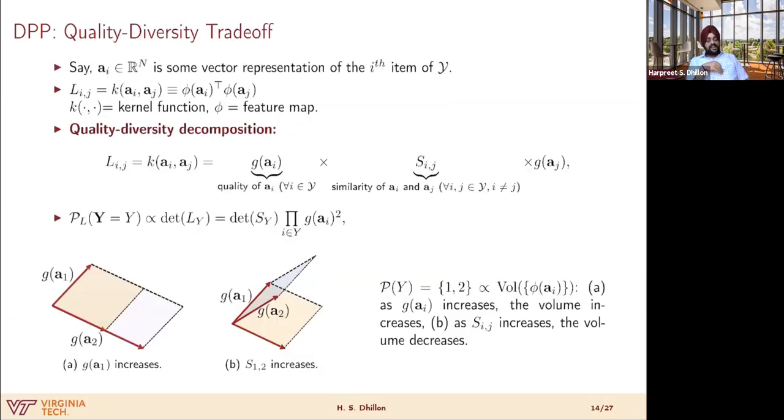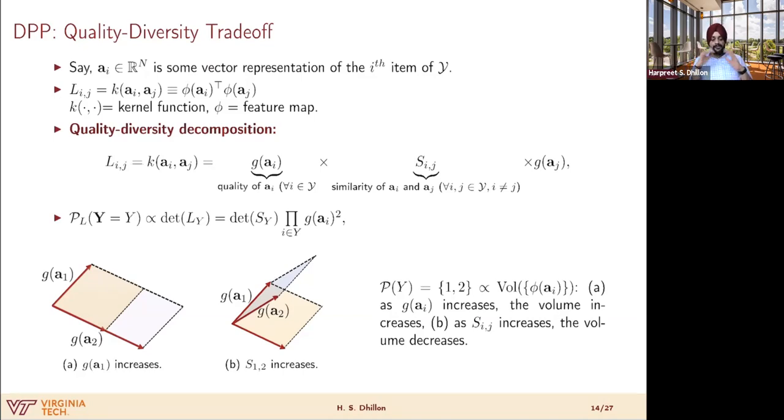All right, so now let's study this ability of DPP to introduce this quality diversity trade-off. And this is also the reason why we are so interested in using DPP for the case study that we have in mind. We want this quality diversity trade-off in our subset selection.